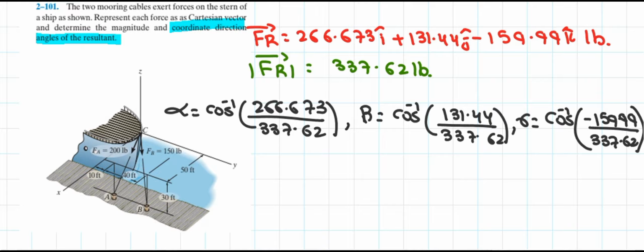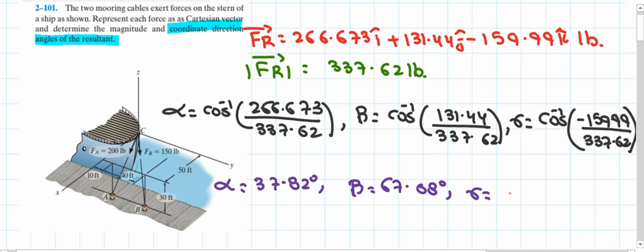So the value of alpha is equal to 37.82 degree. Similarly, beta is equal to 67.08 degree. And lastly, gamma is equal to 118.28 degree. Therefore, your question has been solved and your concept too.